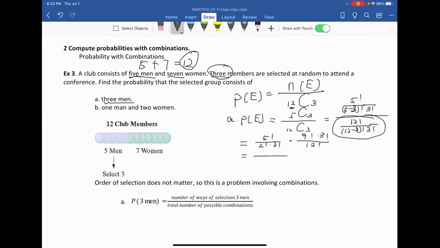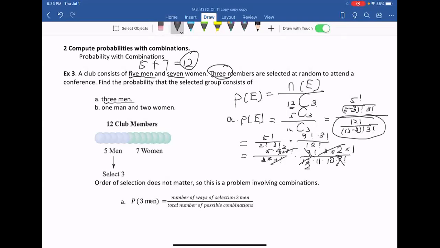And simplify this. 5 factorial equals 5 times 4, over 2 factorial, which equals 2, times 3 factorial. Oh, sorry, the top part has the 3 factorial, and they cancel out. Okay, 2 and 4 can be canceled out. Another part is 9 factorial times 3 factorial over 12 factorial. 12 factorial equals 12 times 11 times 10 times 9 factorial, canceled out. 3 factorial equals 3 times 2 times 1. 3 times 2 equals 6. 6 can be canceled out with 2.